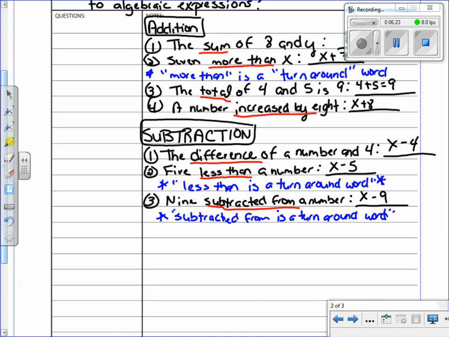Okay, one more example for subtraction. Example number 4. 10 decreased by a number. And that translates to 10 minus x. The key word here is decreased by.